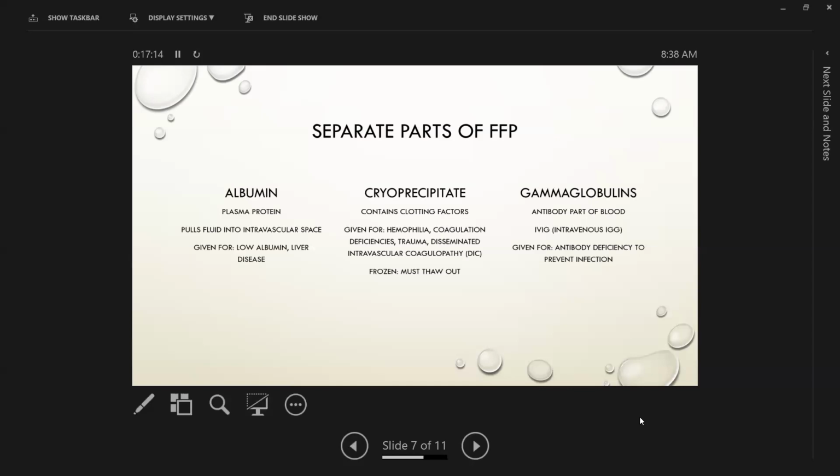The last part of FFP is gammaglobulins. So gammaglobulins is the antibody part of our blood. One example of it is intravenous Ig or IV-IgG. So gammaglobulins or IV-IgG has mostly IgG in it, trace amounts of IgA and IgM. It's given for clients with antibody deficiency to prevent infection, because we know that antibodies help with infection, right? Help prevent infection, help our body to recognize that. So clients that are receiving gammaglobulins have a problem typically with their IgG level, and this is going to help protect them from infection.